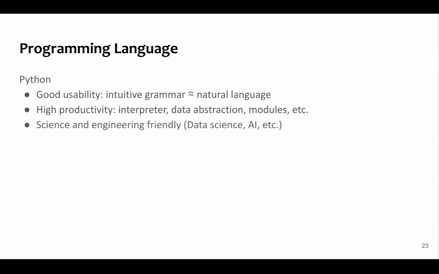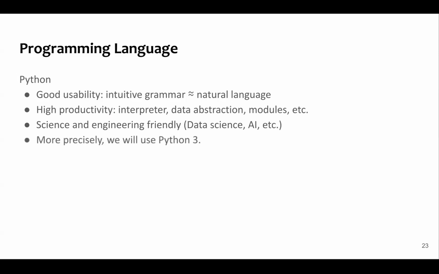And it is very science and engineering friendly. Nowadays, many people want to study data science or AI or statistics. In those fields, you might use Python or R. And R and Python are quite similar. So if you know Python, then you can use R right away.